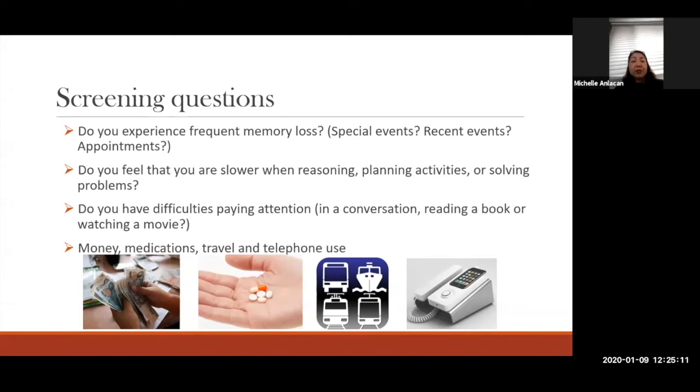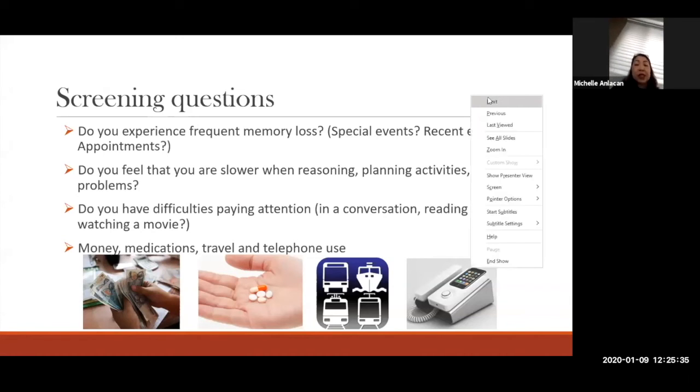And basically, may problema ba? Do you have problems in handling money, in keeping track of your medications, in traveling, using public transportation from place to place, and even using the telephone or the cell phone? Those are very good questions to ask for you to be able to peg what is their actual functionality. Next, please.